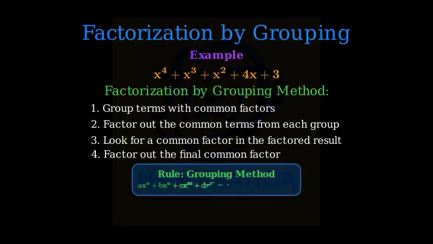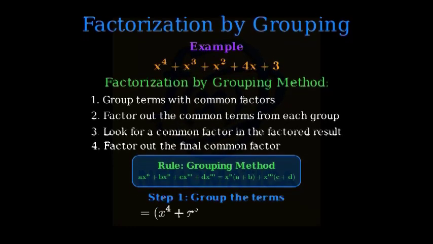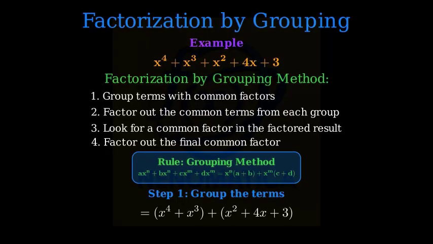The first step is to group the terms in a way that allows us to factor them effectively. For this example, we'll group the first 2 terms together and the last 3 terms together. So we have (x to the fourth plus x cubed) plus (x squared plus 4x plus 3).